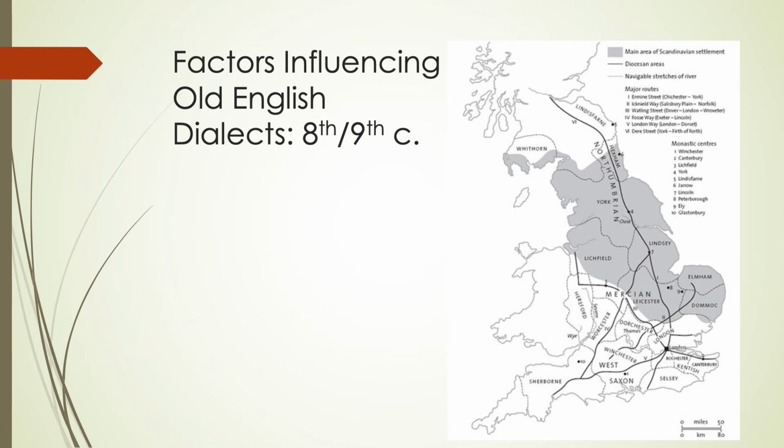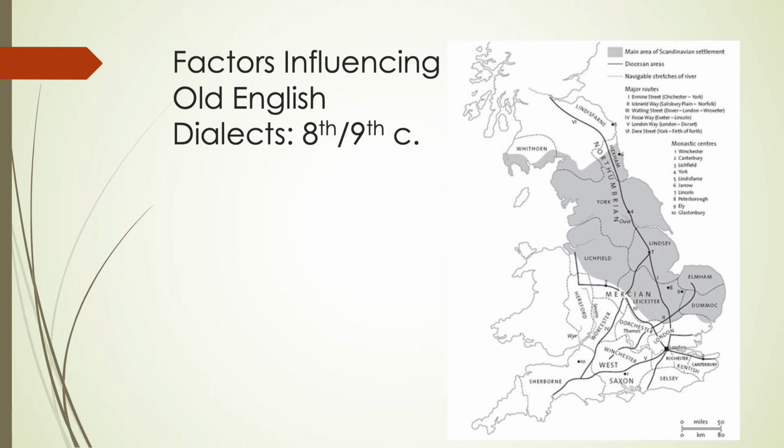And you can kind of see, this map is a little bit hard to read, but it shows some of the factors influencing these dialects, where some of the travel routes were. So you can see some of the lines that show some of the major routes of travel and major routes connecting different areas, where Northumbria would have been connected down towards London, and London would have been sort of the center of where a lot of these things branch out.